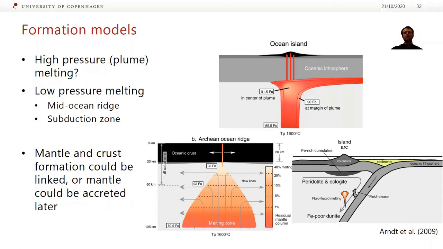Just to revisit the formation models that people generally talk about for Protonic Lithosphere, basically we have high pressure melting, which is inferred to be in a plume, and low pressure melting, which could be a mid-ocean ridge or a subduction zone. In general, a lot of people who work on Cratonic Peridotites seem to focus on the mid-ocean ridge one, and subduction zones don't seem all that popular from what I could read. And again, for all of these different scenarios, the mantle and the crust formation could be linked, or the mantle could be accreted to the crust later.